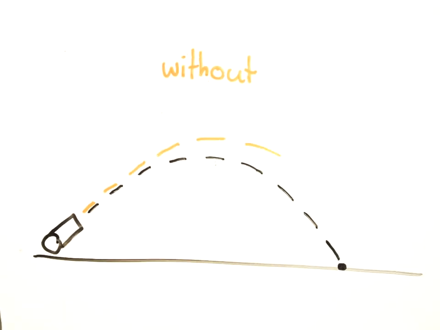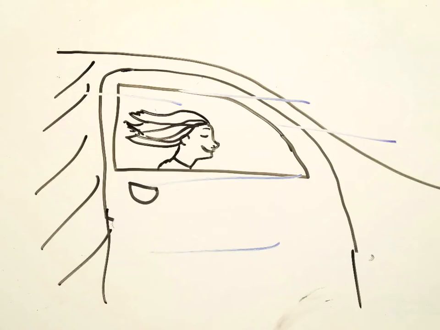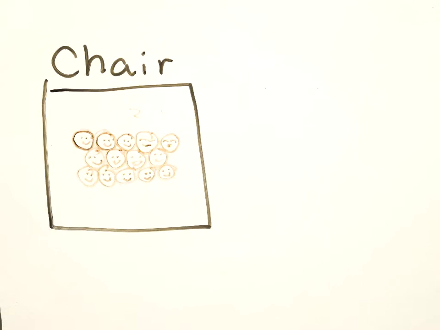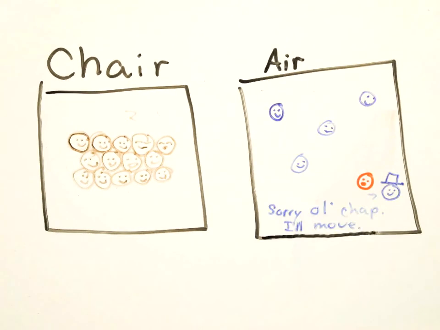However, if an object is moving fast enough, it does make a difference. Like when you stick your arm out of the car window while it's going fast. Air molecules aren't like the chair particles. They're okay with moving apart to let things through.